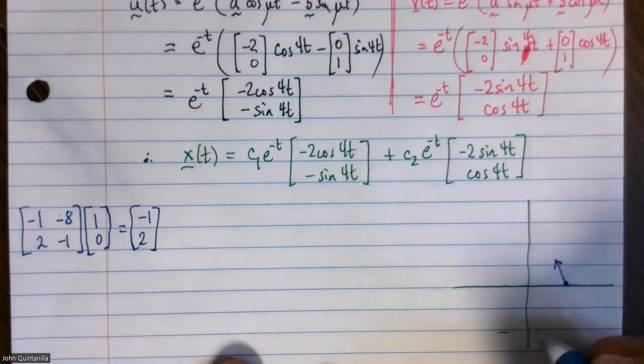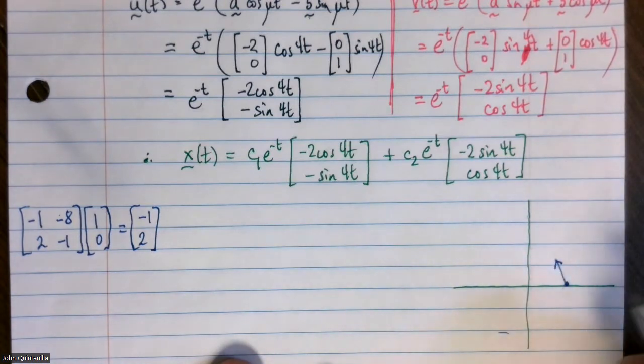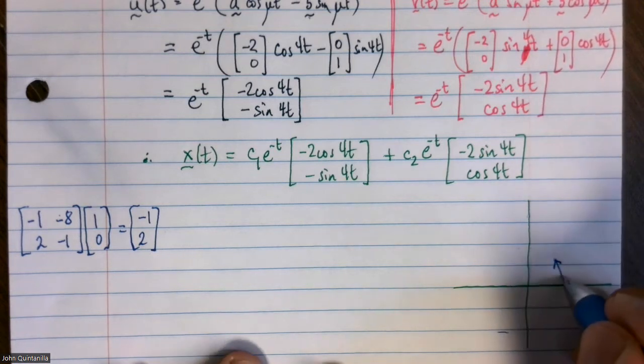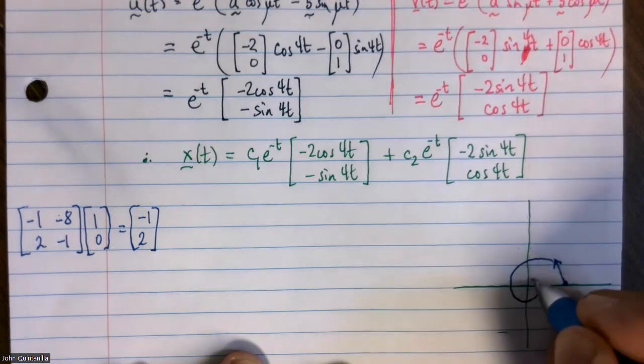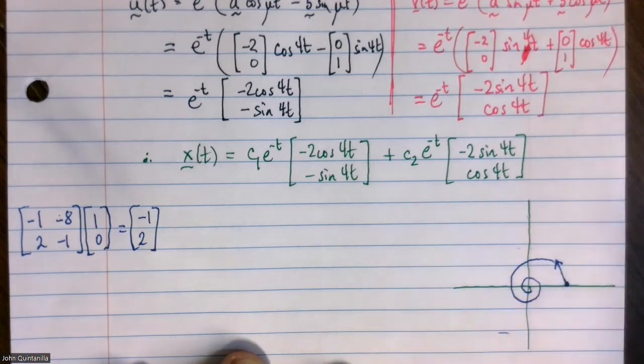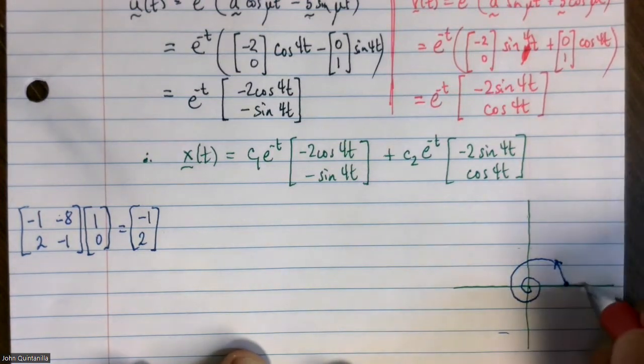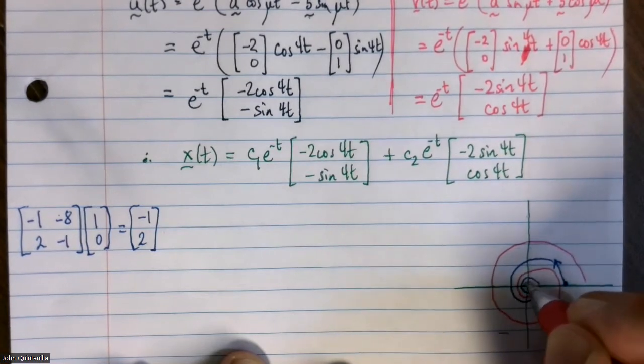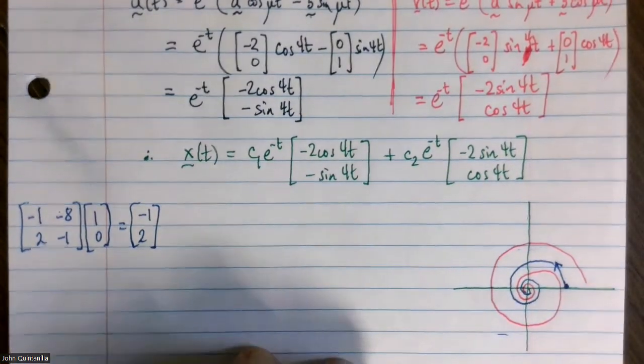From that, I see that the spirals are going to be coming in counterclockwise in this direction as opposed to this direction. And so the spirals are going to be coming in like this. So that's one sample trajectory. Another sample trajectory might look like this, where they spiral in on top of each other.